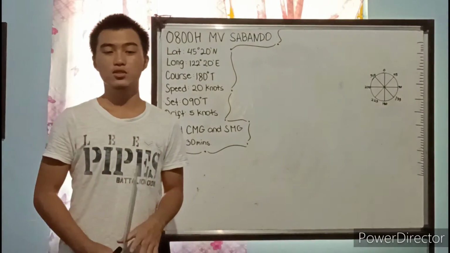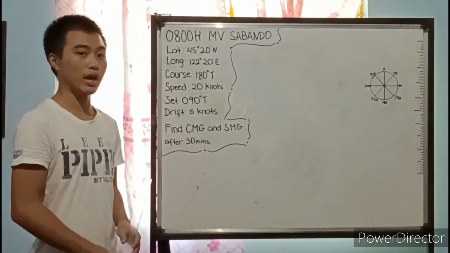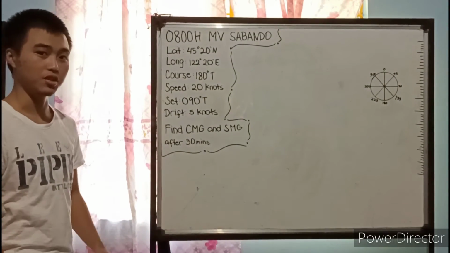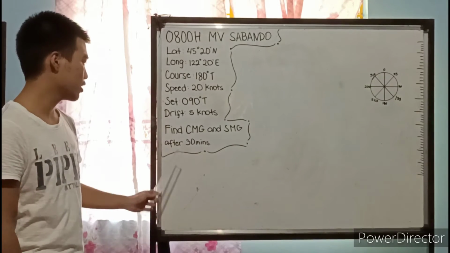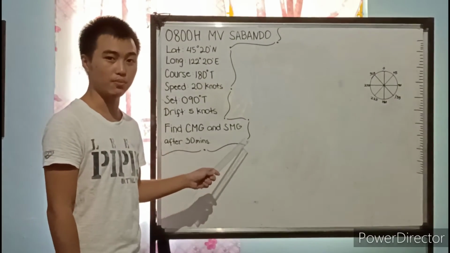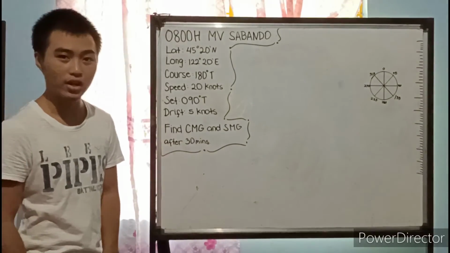Good day, everyone. Today I'm going to talk about how to plot with the application of set and drift. In this topic, we're going to find the CMG, course made good, and SMG, speed made good. So we have our example.